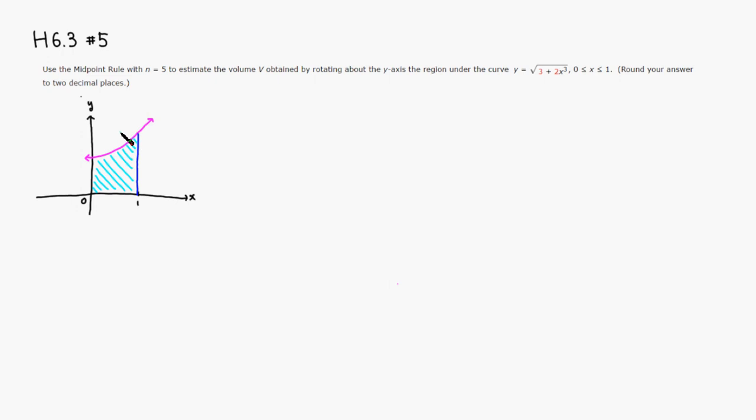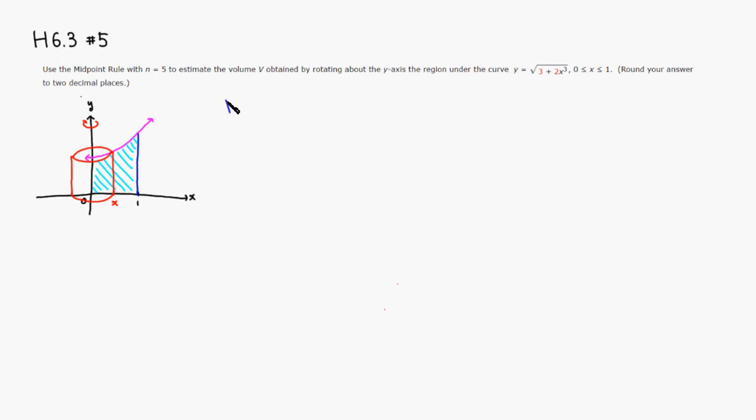And we are rotating about the y-axis, so we are rotating this way. If you look at the sample x, then the sample shell, the approximating shell, is going to look like this. So let's set up the integral.